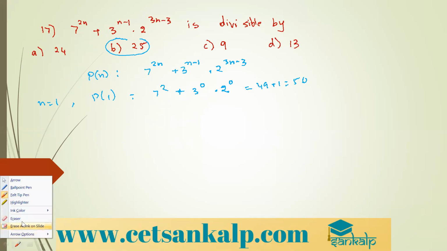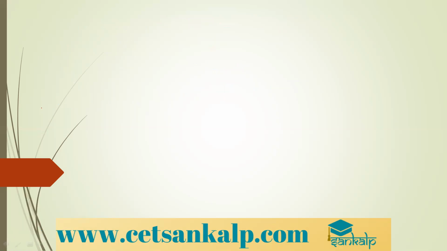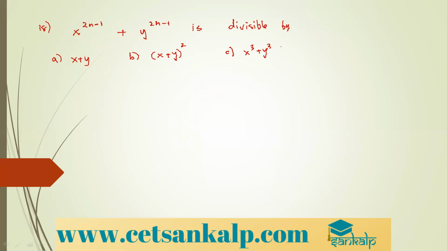Next, question number 18. Question number 18 says, x power 2n minus 1 plus y power 2n minus 1 is divisible by which number? A option says x plus y. B says x plus y whole square. C says x cube plus y cube. And D says none of these.